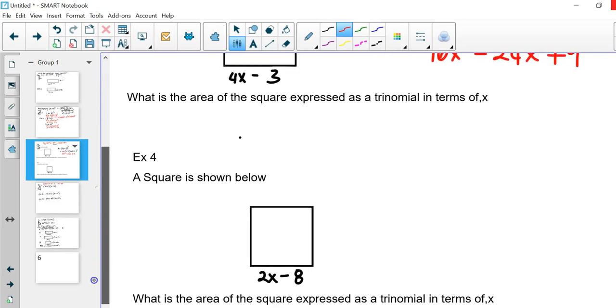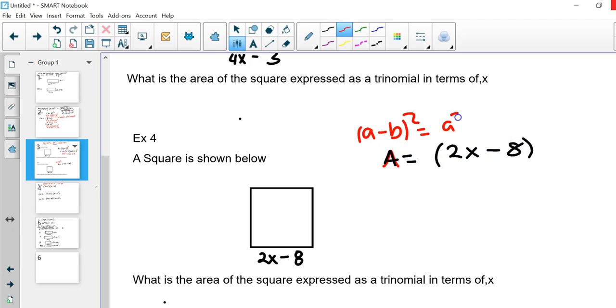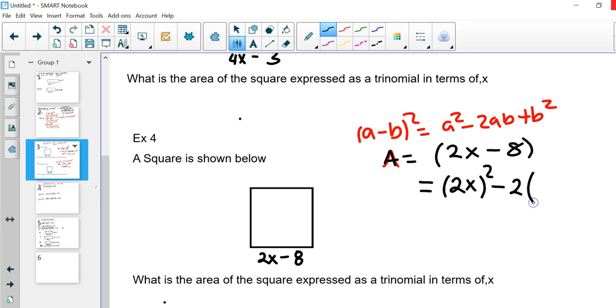Here we're asked to find the area of the square with the dimensions 2x minus 8. So we'll just write out A equals (2x - 8) squared. We want to write our identity, (a - b) squared equals a squared minus 2ab plus b squared, and go ahead and solve it. So that means that (2x - 8) squared will be equal to (2x) squared minus 2 times 2x times negative 8, plus 8 squared.